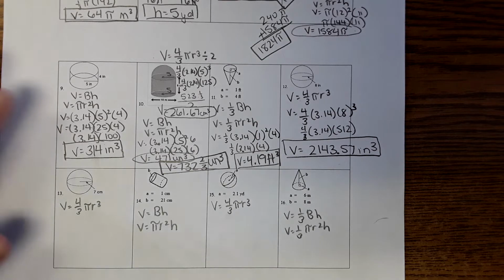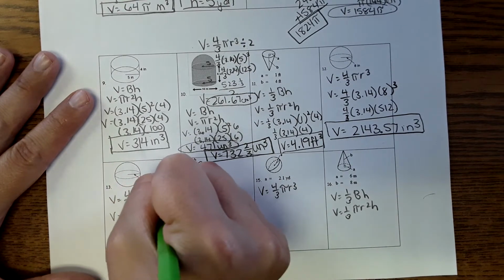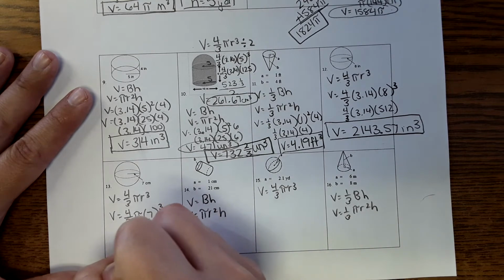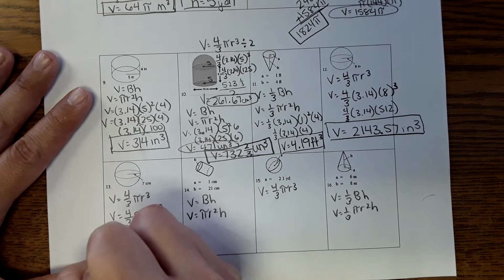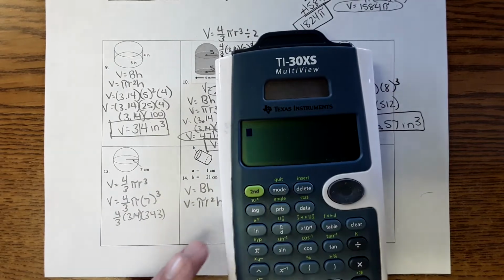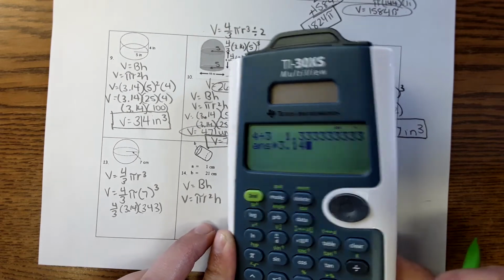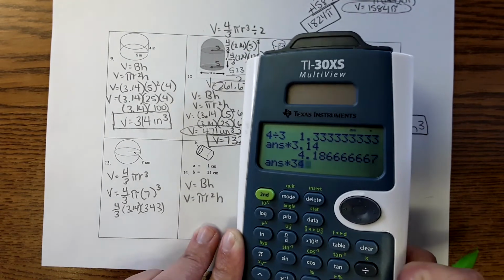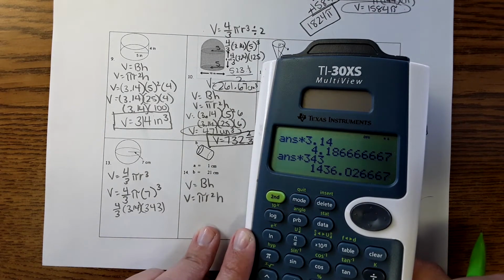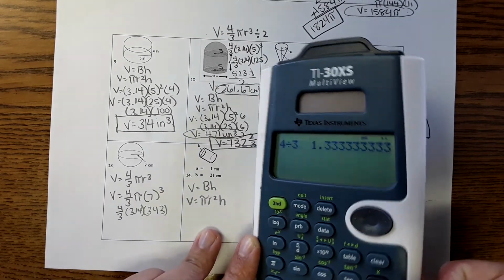Okay, number 13 is a sphere. Radius is 7, so radius cubed. 7 times 7 times 7 is 343. In the calculator, you do 4 divided by 3 times 3.14 times 343, and we get 1,436. Is that what you guys got? Because mine came out a little bit different. 4 divided by 3. Okay.